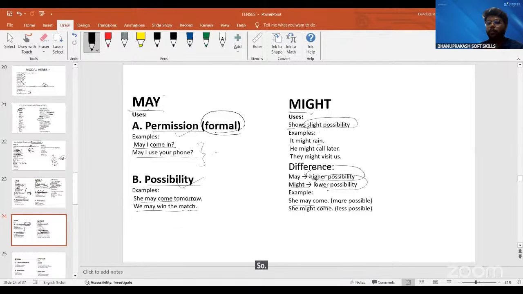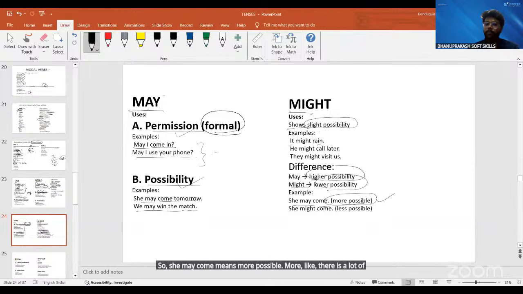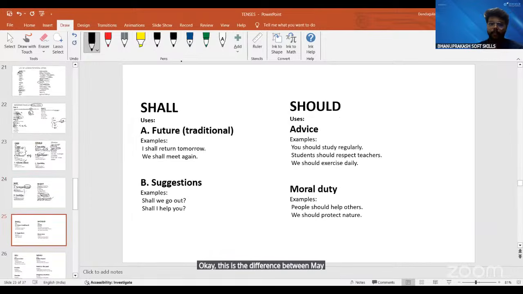So she may come means more possible, like there is a lot of possibility she will come. She might come means she might come or not. We don't know. Like less possible for that. Okay, this is the difference between may and might here.